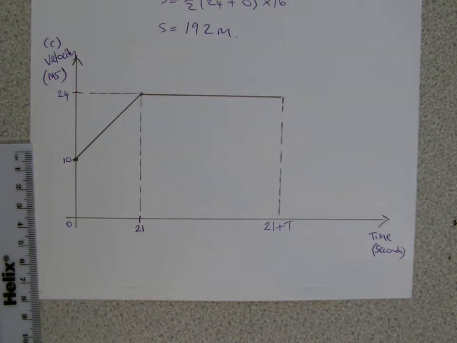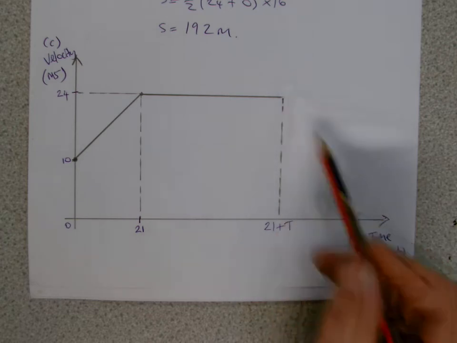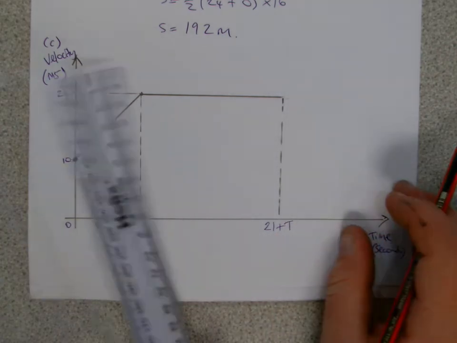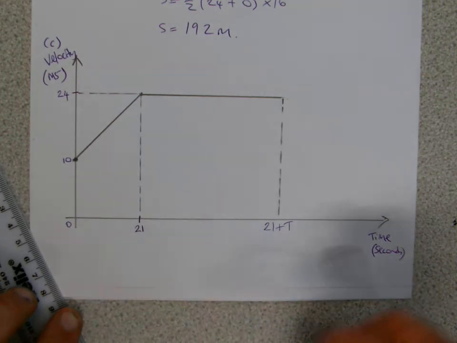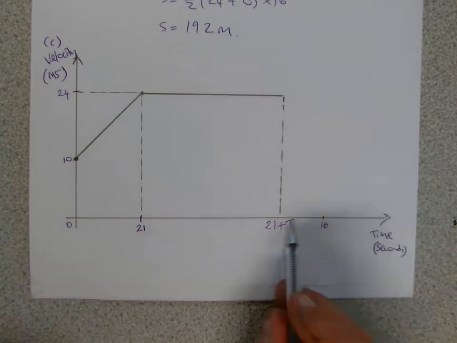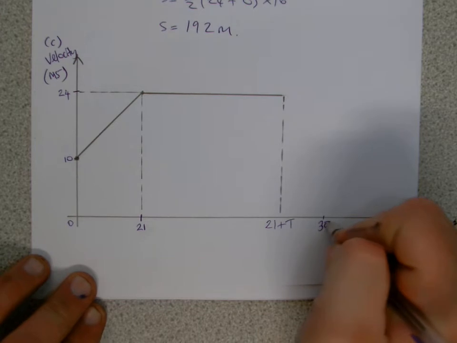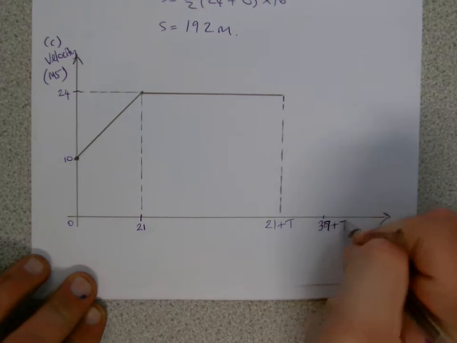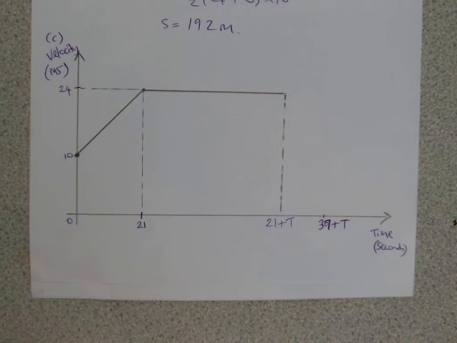And then decelerating at a uniform rate, coming to rest at a point B. It takes 16 seconds to come to rest, if you remember from the question. So if that's 21, 16 is a little bit less than that, about there. Well, we need to add 16 on to that, so that we'll have 37 plus t. That gap needs to be 16, so we add 16 onto that, and we get 37 plus t.